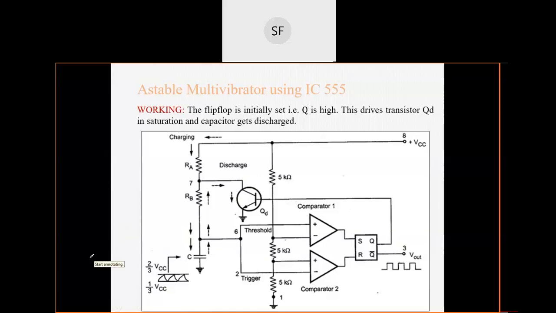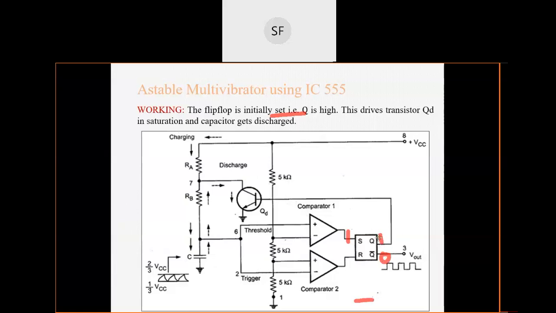Now we will see one more time. This time it will be a little bit fast. While explaining the working, our assumption is that the flip-flop is initially set. Flip-flop initially set means the set input is high, hence Q will be high and Q bar will be 0. That means your current state is low, because Q bar is nothing but the output.